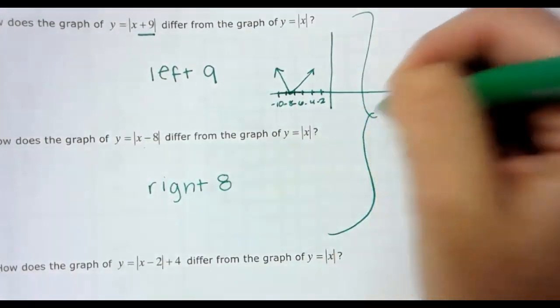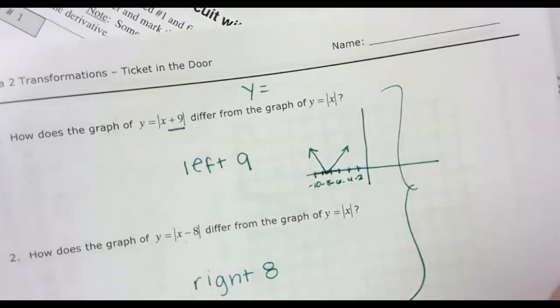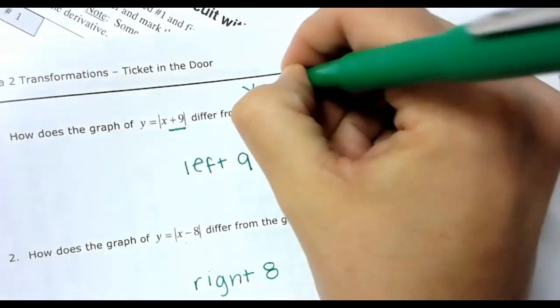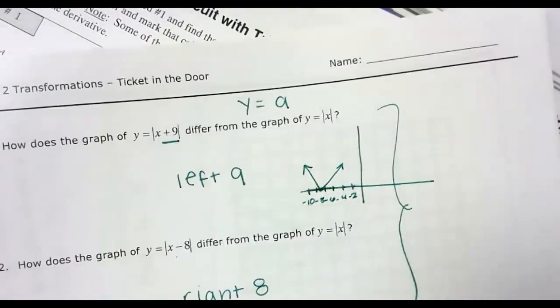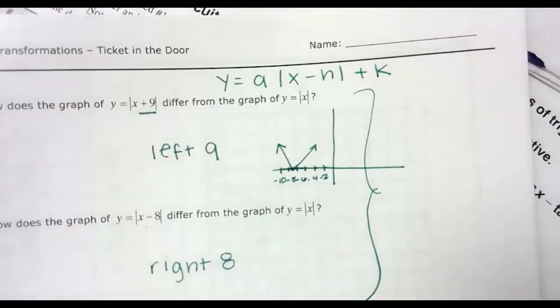So what variable do these affect? So if the equation is, or does anybody know, what is the general equation for the absolute value? Like y equals, and then what letter? If it's just in general. A. And then in general, it's x minus h plus k. So this is y equals a, absolute value x minus h plus k. That is the general form of an absolute value equation.